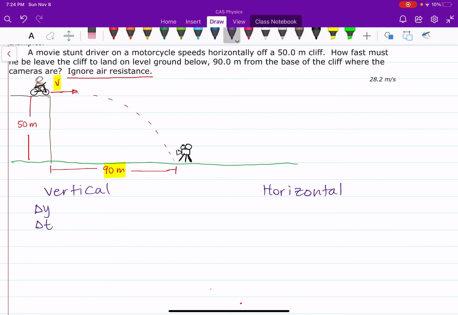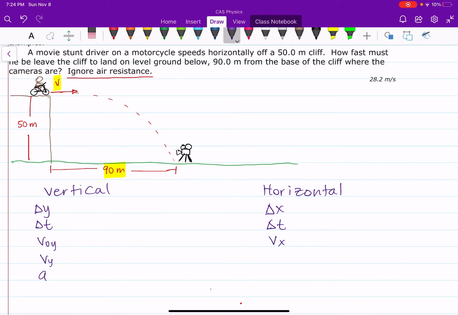So delta y, delta t. I'm using the y just to really distinguish it from the x. So that's a y, and then a. And then over here we have delta x, delta t, and then it's vx.